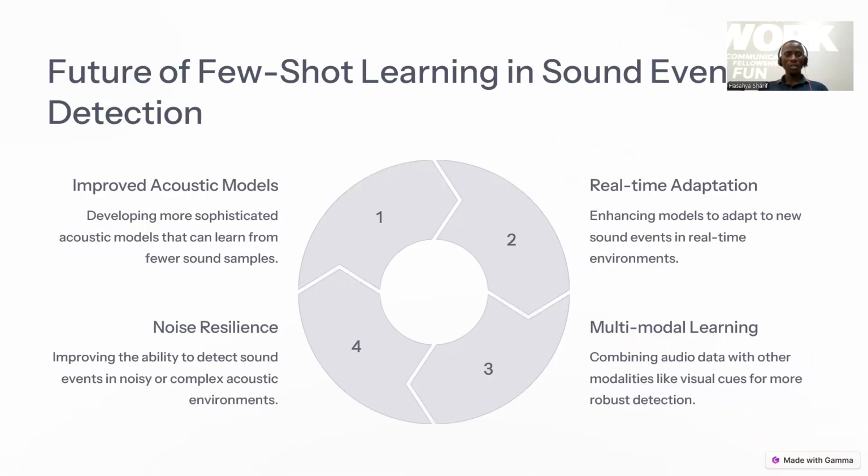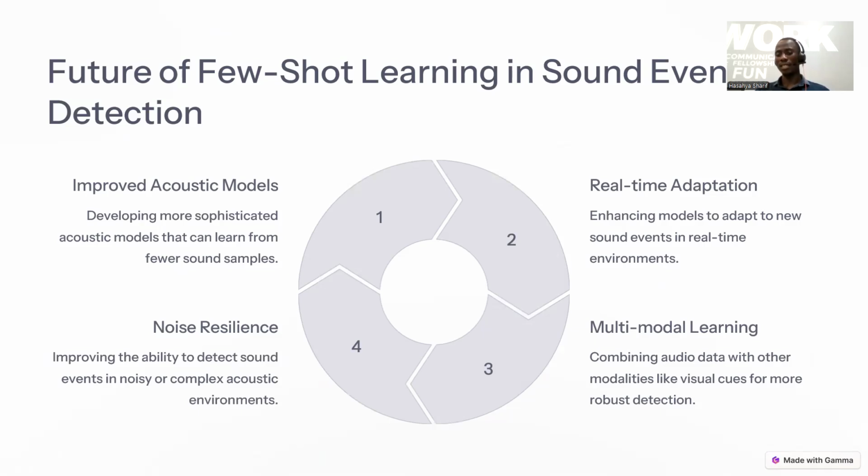Sorry about that. Then the future of few-shot learning in sound event detection. One is improved acoustic models. Few-shot learning will always focus on developing more sophisticated acoustic models that can learn from fewer sound samples. Then also real-time adaptation. The model should adapt to new sound events in real time. So in case it is given any sound to predict, it can always identify the particular sample which it is told to predict.